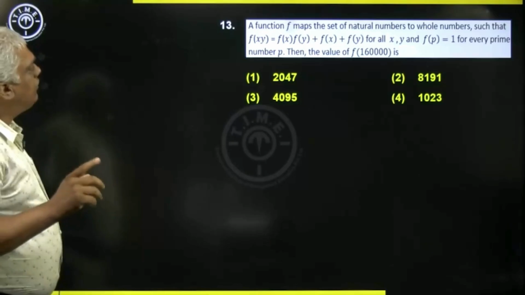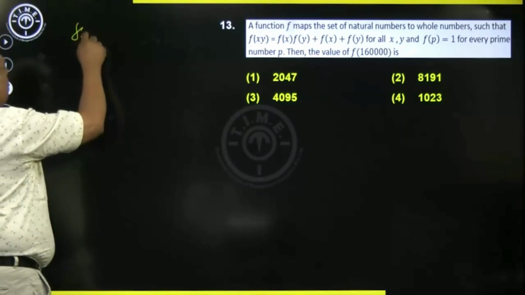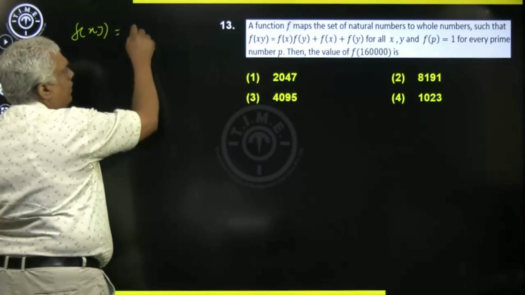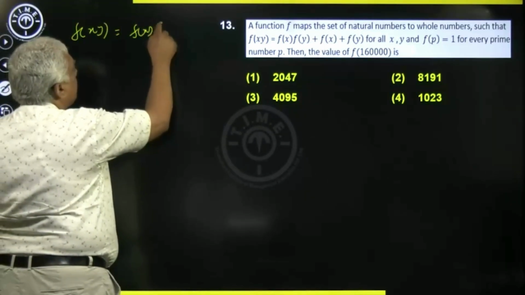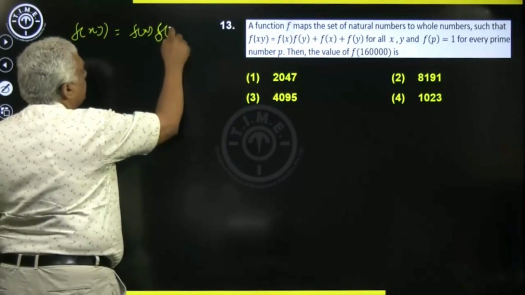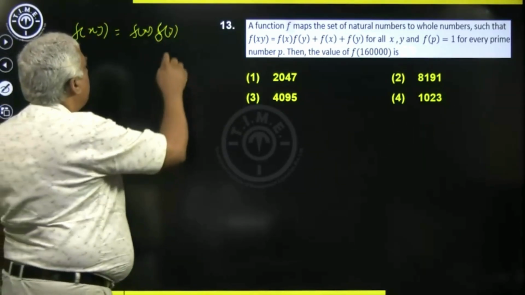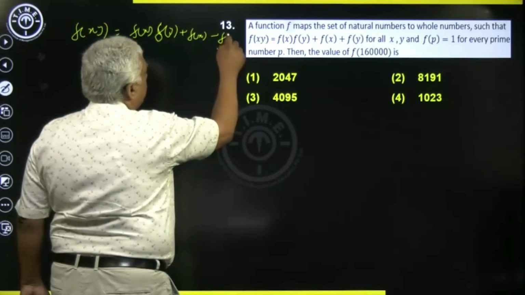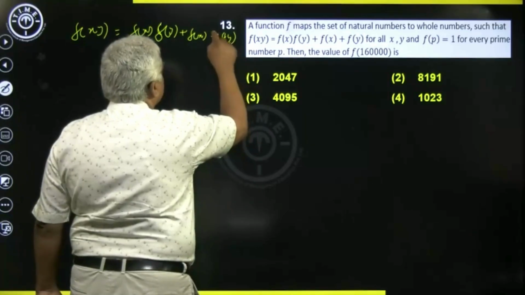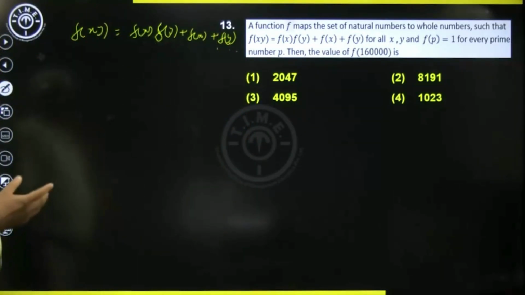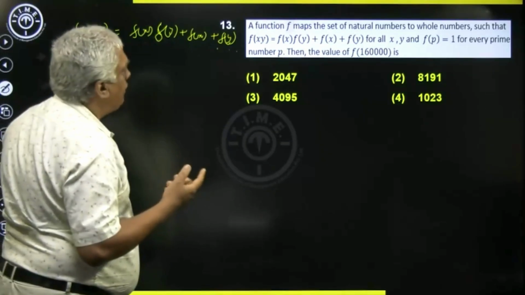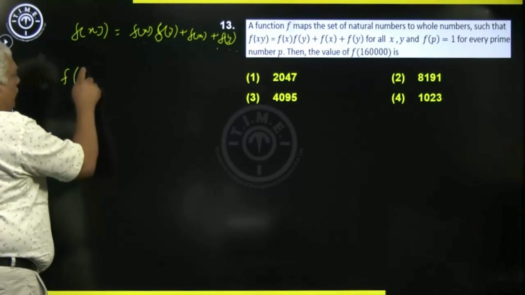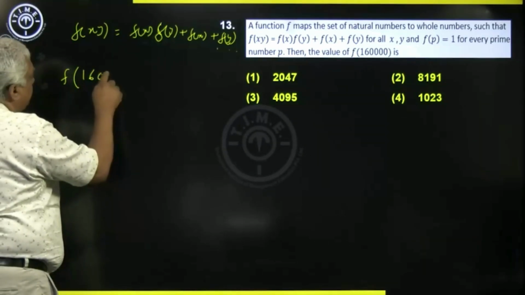So, we have to find the value of f(160000). This function is f(xy) is equal to f(x) into f(y) plus f(x) plus f(y). Now, f(p) is 1. We have to find f(160000).